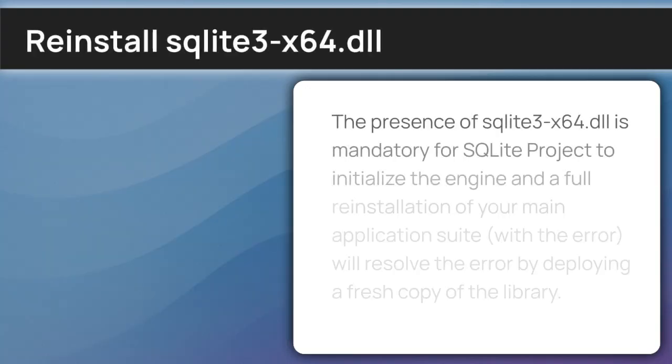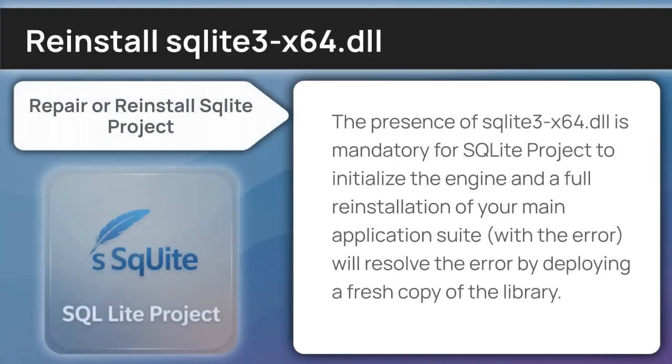Now that the technicals are covered, let's run the official installer. The presence of SQLite3-x64 Library DLL is mandatory for SQLite Project to initialize the engine, and a full reinstallation of your main application suite. With the error, we'll resolve the error by deploying a fresh copy of the library.